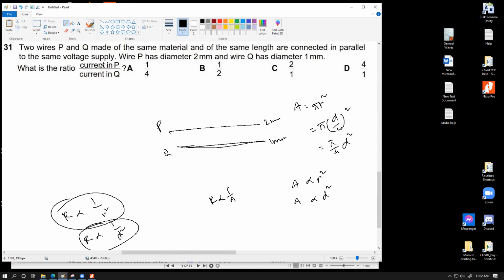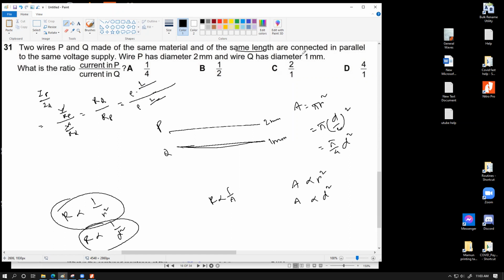The question says, what is the ratio between the current in P and the current in Q? So we're trying to calculate IP by IQ, which should be given by V divided by RP over V divided by RQ. V and V cross out, and if we flip, we get RQ divided by RP. Now resistance equals what? Rho L over A. Both have the same material, so rho is the same for both of them. And L, the same length, so L also remains the same.